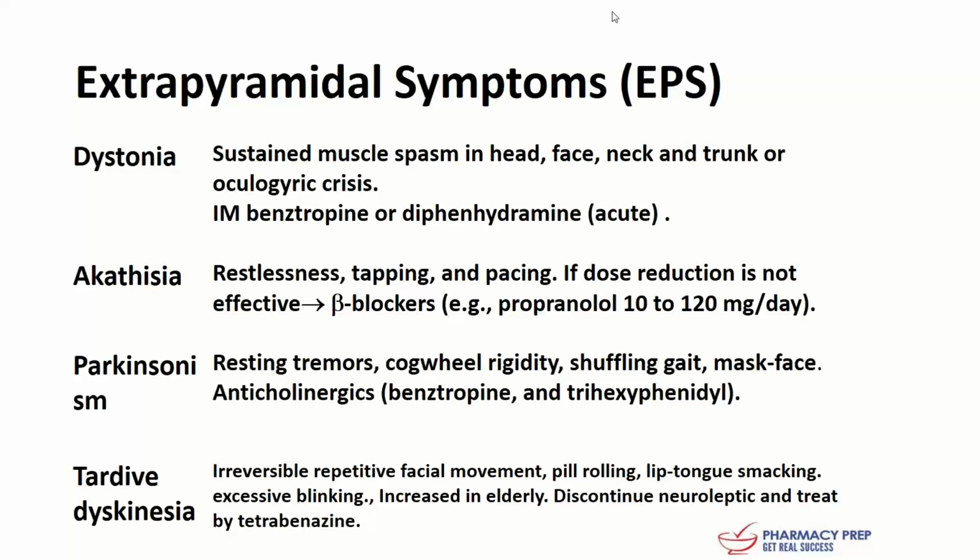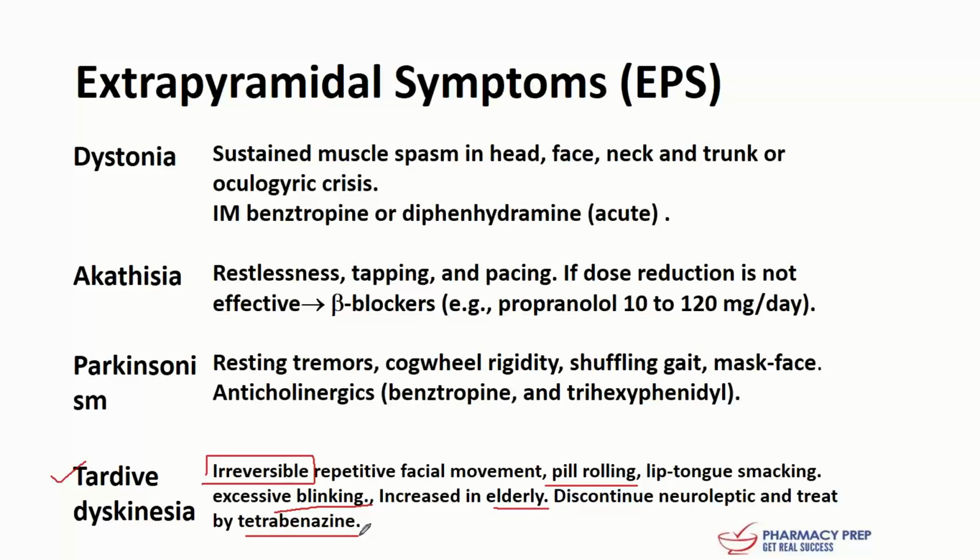However, one symptom will not go away, and that is tardive dyskinesia. Generally, tardive dyskinesia comes later, after 6 months to 1 year, and it is an irreversible side effect which doesn't go away. It is like pill rolling or lip and tongue smacking. Those are good examples of symptoms of tardive dyskinesia. Excessive blinking, which is similar to nystagmus. Generally, the risk is higher for elderly patients.